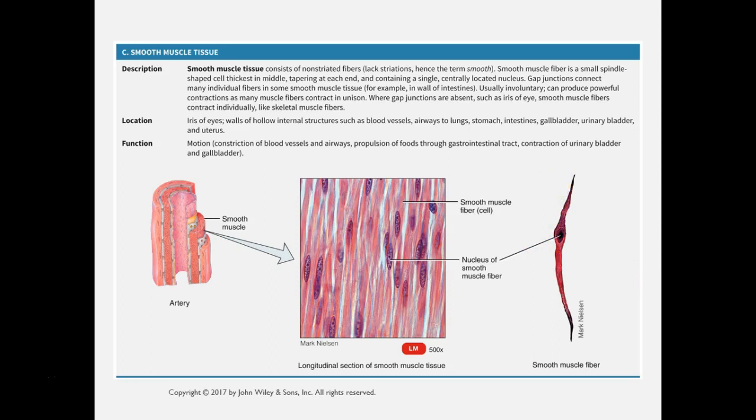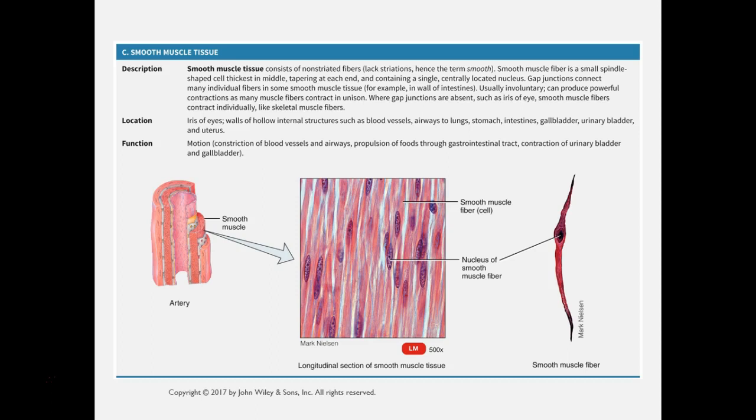These are involuntary, which means that you don't control their contraction. And you find these types of cells in the irises of the eye, in the walls of the internal structures such as your blood vessels and your gastrointestinal passageways, and in the uterus.